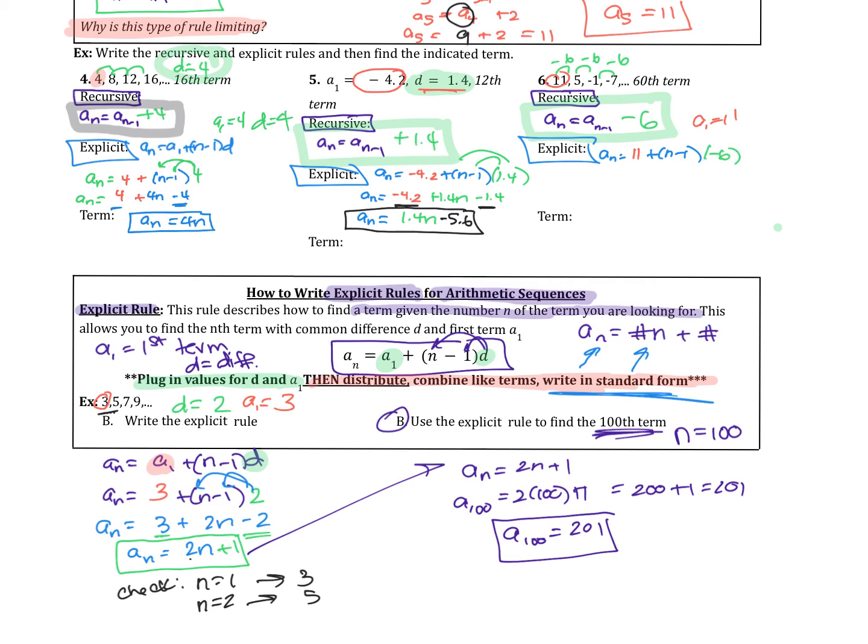And since my common difference is negative, I'm going to put parentheses around it so that I remember that I'm multiplying, because when I don't put parentheses, it's sort of misleading what I need to do with this negative 6, which I hope we remember is that we need to multiply it.